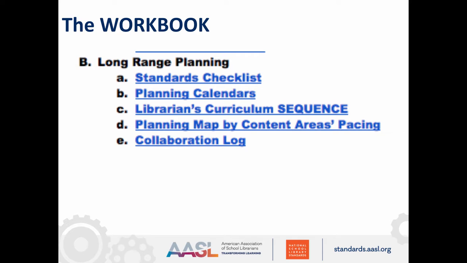So that takes us to the end of our table of contents, but we now need to circle back up to letter B. Letter B is about long-range planning. You're going to find lots of things in here, but small letter C is the one I really want to drill in on for the next few minutes. So letter A is a standards checklist. This is all of our competencies kind of listed out in a place for you to mark which grade levels those have been taught to.